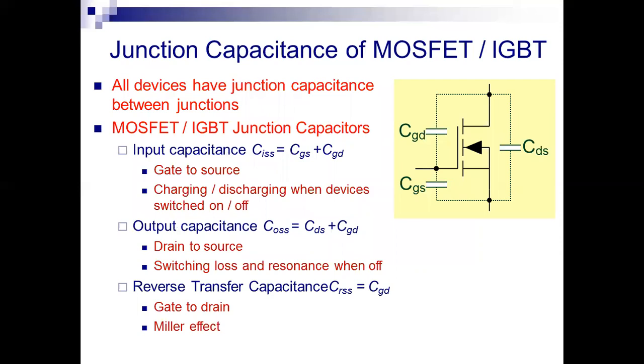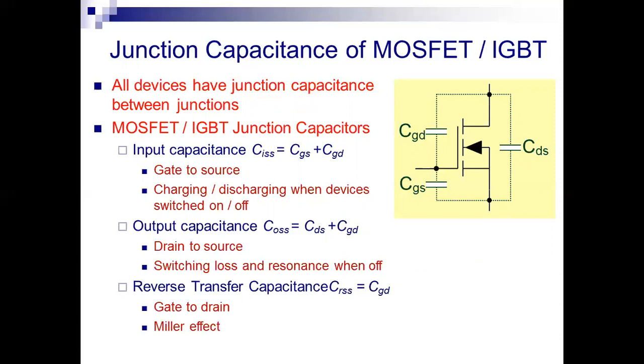If you consider the junction capacitance of the MOSFET and also the IGBTs, all devices have junction capacitance between the junctions of anode and cathode. Normally, the MOSFET and the IGBT junction capacitors have an input capacitance, which equals CGS plus CGD, that is the gate to source and also the gate to drain. Why? Because these are the two components placed between the gate, drain and source. Therefore, the capacitance between the gate to source and the gate to drain are both added. It is additive, with charging and discharging when the device is switched on and off.